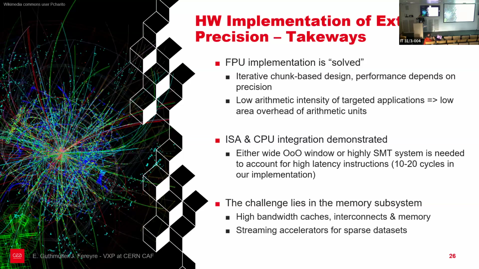And the challenge lies in the memory subsystem, having high bandwidth caches, interconnects, and also high bandwidth memory controllers. And we are working on streaming accelerators, especially targeting sparse matrix vector or sparse matrix dense matrix multiplication, because in this case you have quite random memory accesses, and it's not nice for the cache subsystem. So we are working on dedicated accelerators for this.